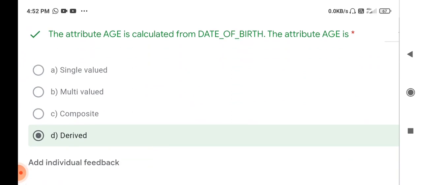Next question is, the attribute age is calculated from the date of birth. From your date of birth you should calculate an age. So this attribute is called a derived attribute. Derived attribute means you should derive a particular thing from the previous thing. So you should calculate age from the date of birth. This is called a derived attribute.